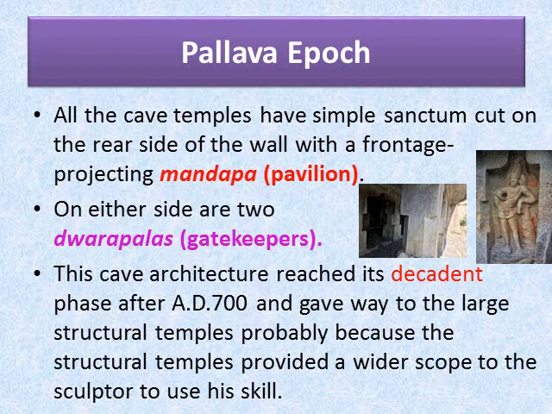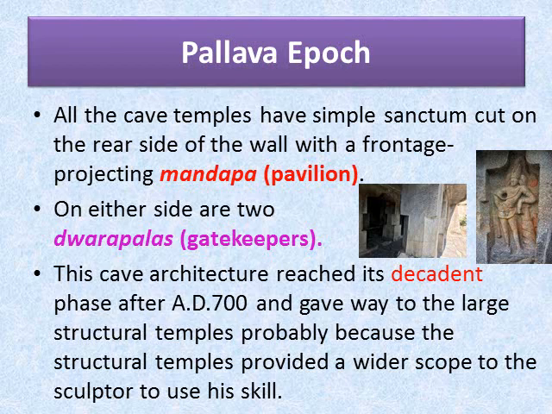So they have a sanctum, simple sanctum, which is cut on the rear side of the wall. On either side are two Dwara Palace or gatekeepers. This cave architecture reached its decadent phase after AD 700 and gave way to the large sculptural temples, probably because the structural temples provided a wider scope to the sculptor to use his skill.